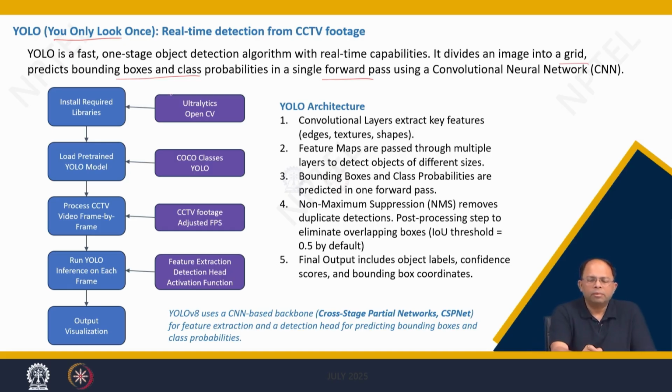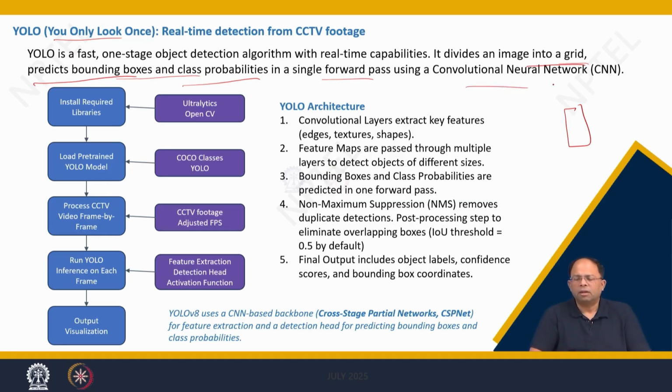So that means it divides the image into a grid. That is the first step. Predicting bounding boxes means that for different features it will put a box around them, and it will also predict what class each belongs to. Is it a car, is it an auto rickshaw, and so on, right? And this is done in a single forward pass using a CNN, a convolutional neural network.